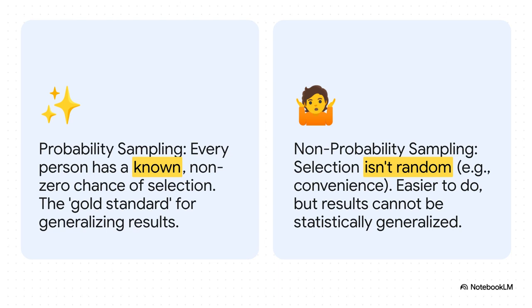Now, once you have your list, how you pick people from it is absolutely critical. The gold standard is what we call probability sampling. This means every single person on your list has a known and, importantly, non-zero chance of being selected, usually through some kind of randomization. The other path is non-probability sampling, like those person-on-the-street interviews you see on the news. It's way easier for sure, but you can't legitimately generalize what you find to the whole population. It's just a snapshot of whoever was convenient to ask.